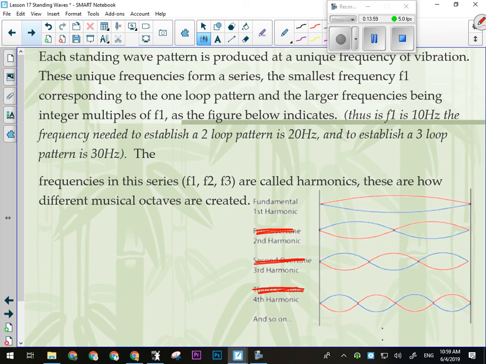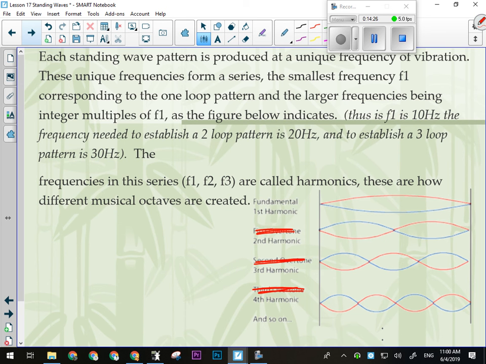Now, that's how we can create different musical octaves. If you're in band or you play music, you know there are multiple C's on a piano, and they're each the same distance apart. So when you play a scale from one note to the next, like from one A to the next or one C to the next, you're essentially going up one harmonic. That's one octave. Same note, but it's the next note on that string.